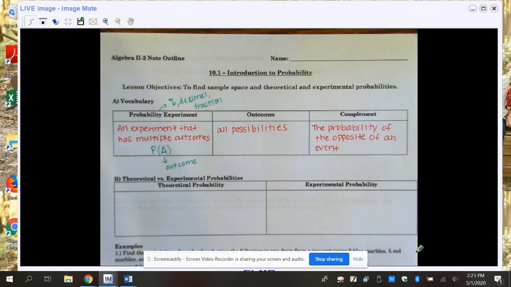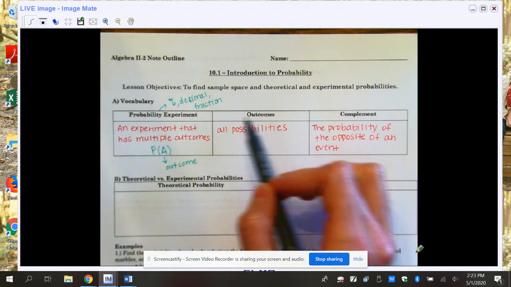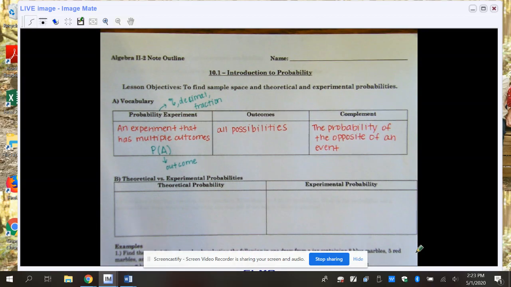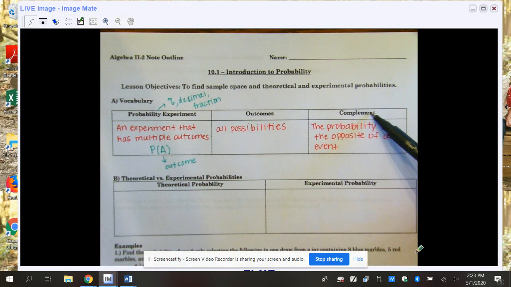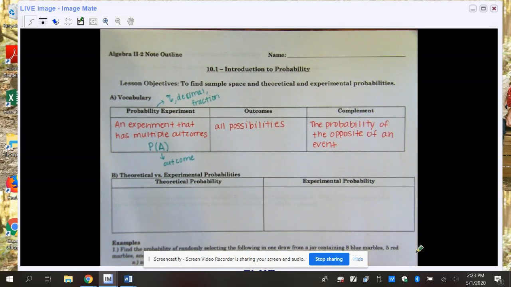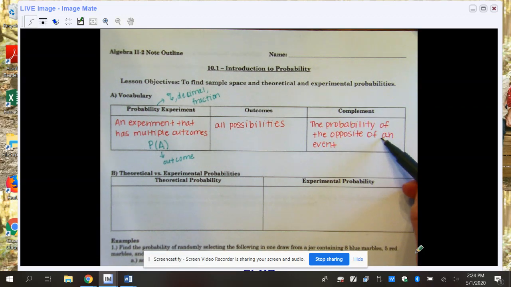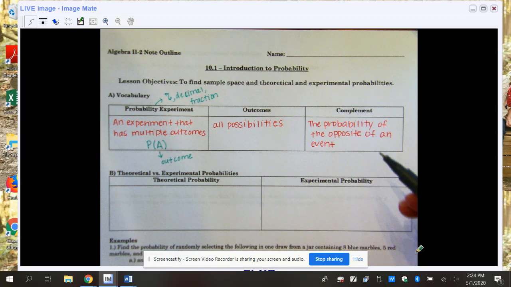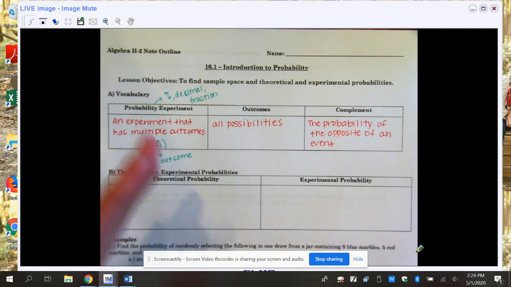Okay, so a probability experiment is just an experiment that has multiple outcomes. And then all outcomes are just all the different versions of the possibilities that you could create. And then the complement of an event is the probability of the opposite of an event. So if there is a 30% chance that it is going to rain, the complement of that would be that there's a 70% chance that it's not going to rain.